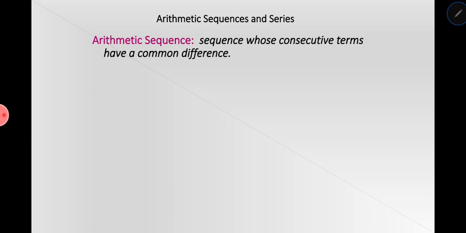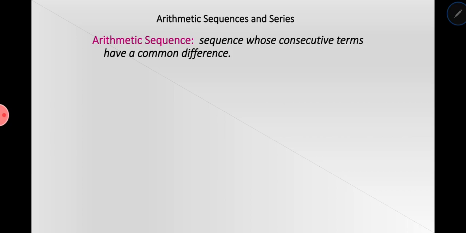Arithmetic sequence. Paano ba ito naiiba sa sequence na pinag-usapan natin kanina? Yung sequence na sinasabi natin is just the order of numbers. But in arithmetic sequence, it is somehow different. So we define arithmetic sequence: a sequence whose consecutive terms have a common difference.